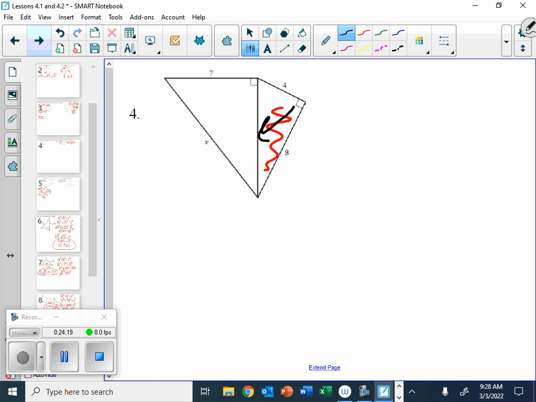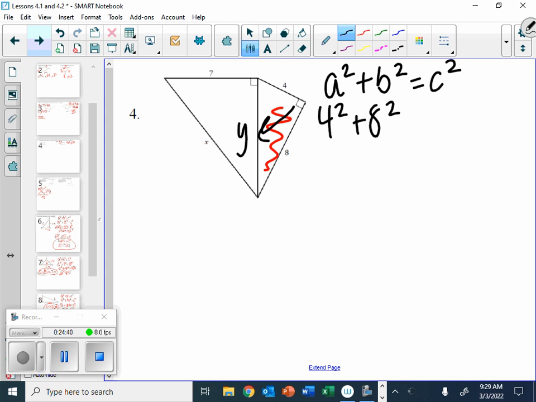Okay, so that's a hypotenuse, so that's a C. I'm just going to call it Y. That way it's not X. Okay, so I can use Pythagorean theorem to figure that out. A squared plus B squared equals C squared. I'm missing C, which is my hypotenuse. I'm going to call it Y. So the others can be A and B, 4 squared plus 8 squared.